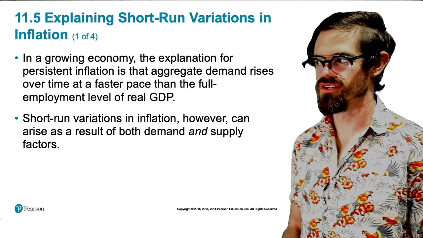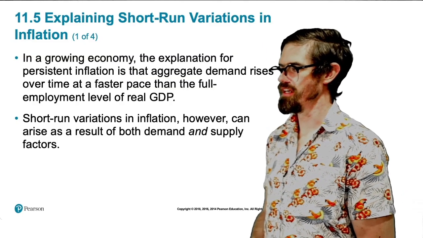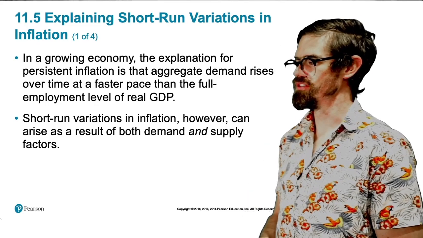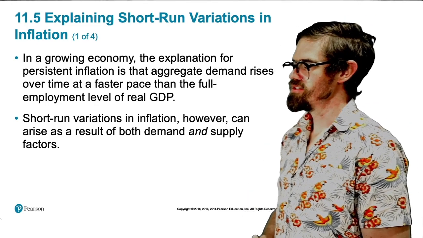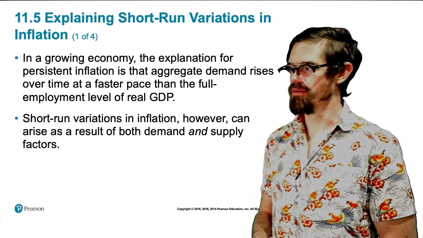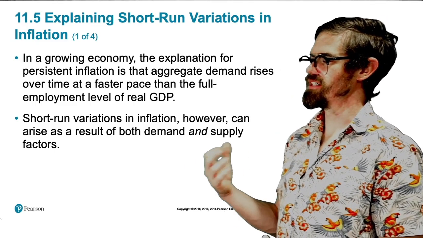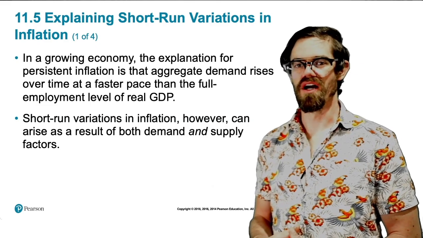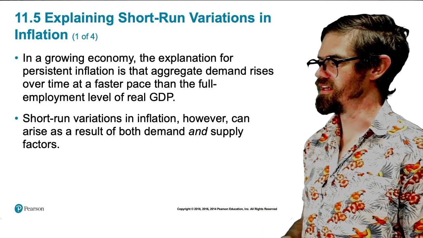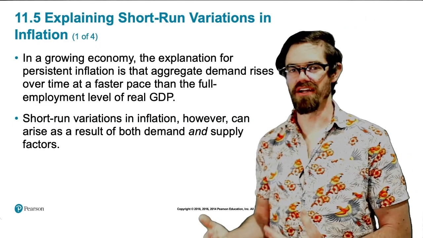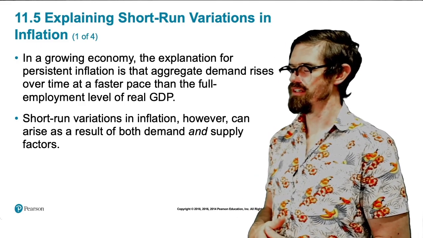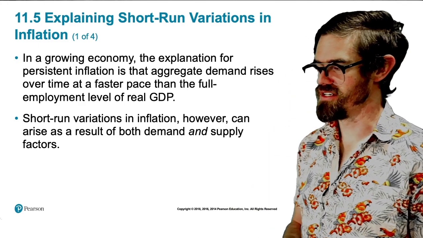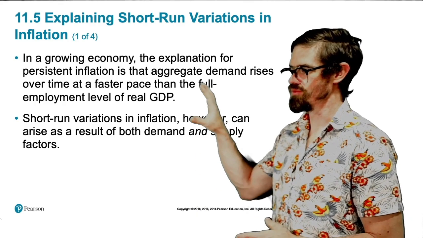All right, in this final section of Chapter 11, we're going to look at how we can explain short-run variations in inflation. So, in a growing economy, the explanation for persistent inflation is that aggregate demand rises more quickly than long-run aggregate supply increases, right? We've already seen this in the last chapter, so this is a recap.